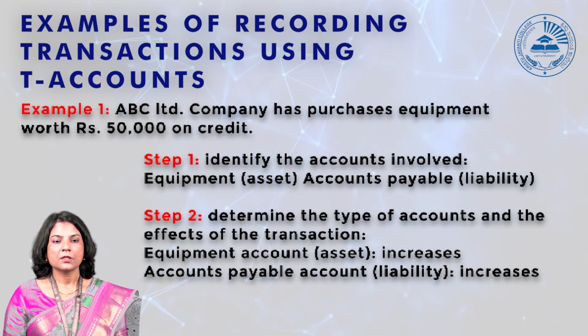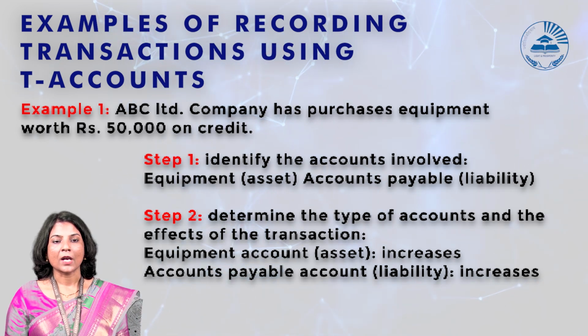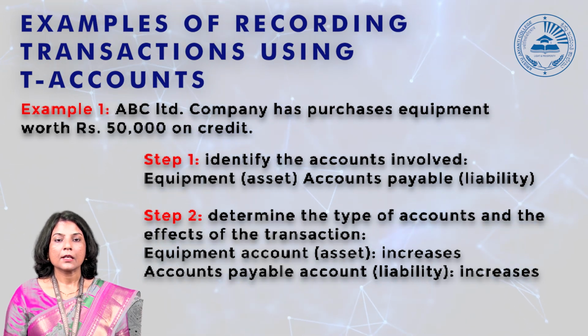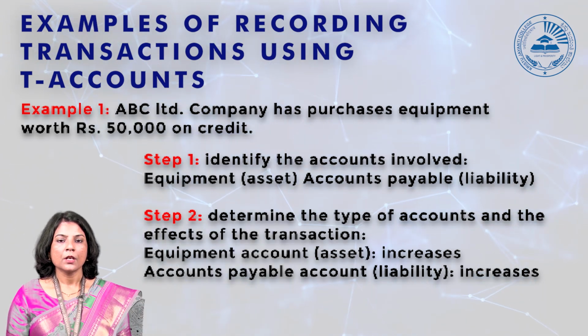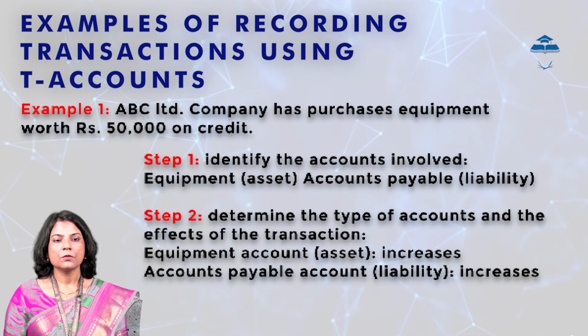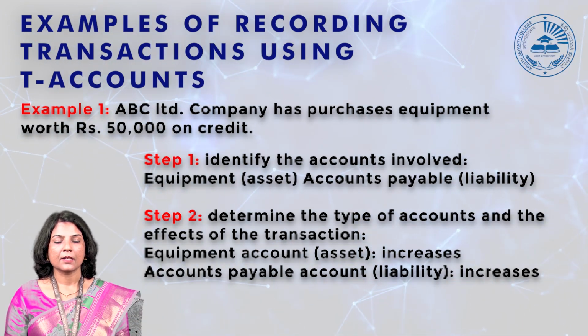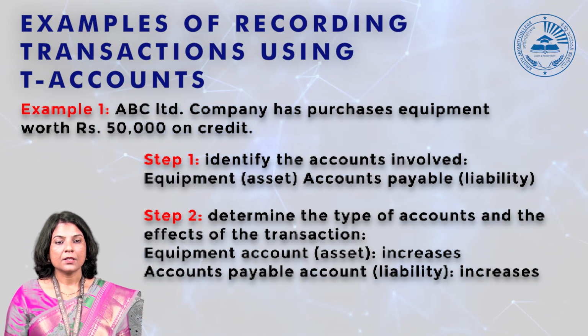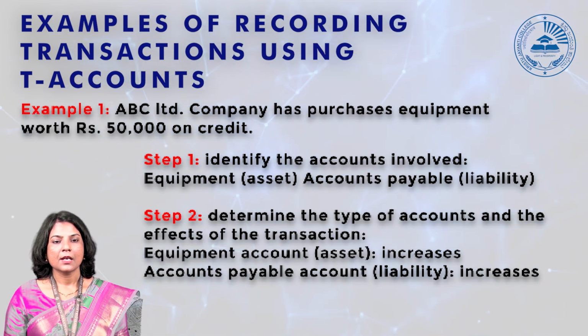So the first step we have to look into is to identify what are the two accounts involved in this transaction. So here the company has purchased the equipment. So equipment will come in under the asset accounts. So the first account involved is the equipment or asset account. Here I have represented it as equipment, so it will be easy to understand. Equipment will go in asset accounts.